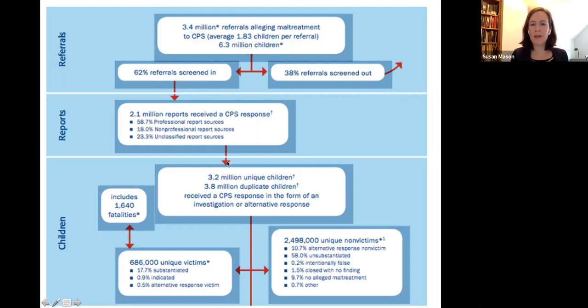In particular, there's something called alternative response here, and different states over different time periods decide whether they want to track cases down what's called investigation, which can result in actually confirming a case of abuse, or alternative response, which cannot result in confirmation, or basically a substantiation of that victimization. And so over time, who gets transitioned into those different streams varies.